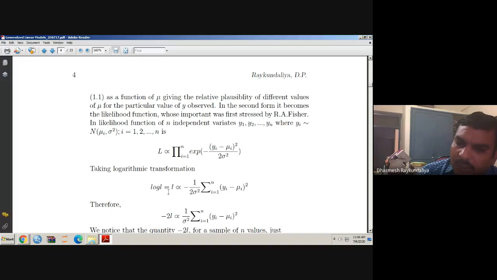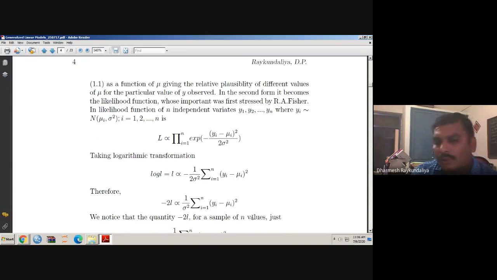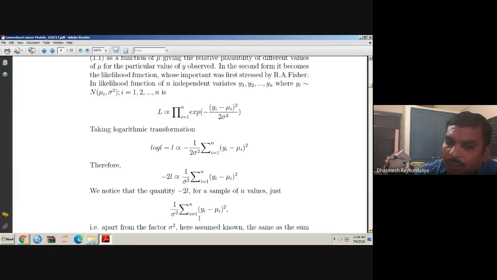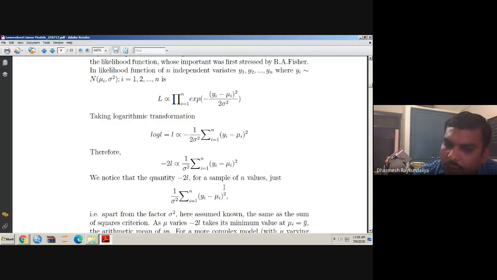And if you multiply it by minus 2, then minus 2l is proportional to this. This 2 will be cancelled out. So it is 1 upon sigma square summation of this. If you notice, the minus 2l for n values is 1 upon sigma square summation i running from 1 to n (yi minus mu i) square. That is, apart from sigma square. Suppose you do not consider the sigma square, then it is the sum of squares, which looks like the sum of squares we obtain in model fitting, that is (yi minus yi cap) square. So it is a sum of square criterion.